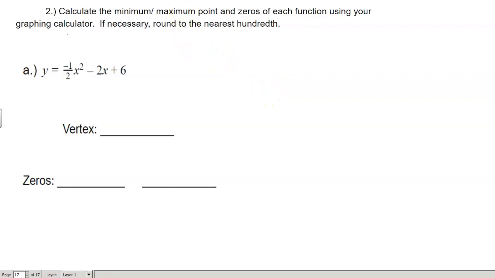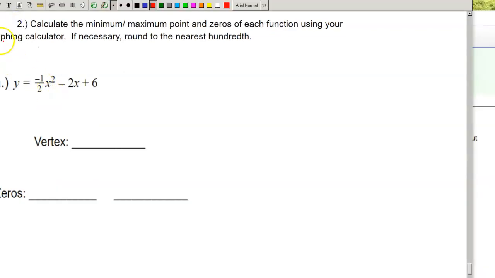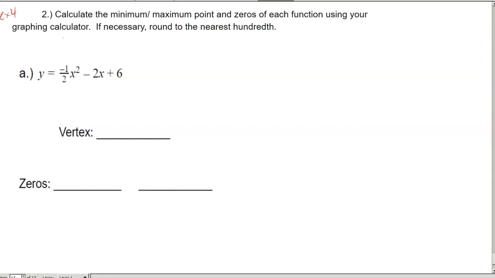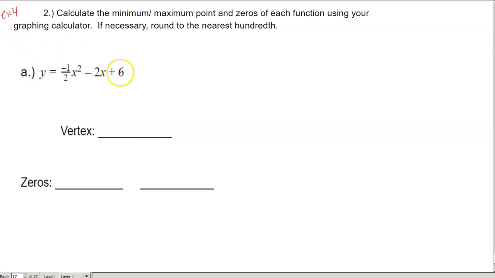All right, so let's look at another example. I'm going to call this example 4, depending on which sheet you're looking at. And this says calculate the minimum and maximum point and the zeros of a function using your graphing calculator. If necessary, round to the nearest hundredth. So we're not even going to graph this one by hand, but let's just review this process again.